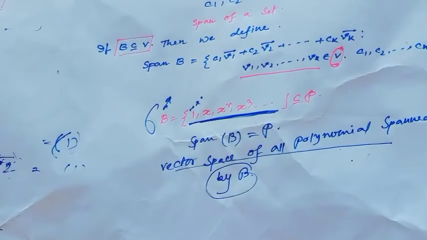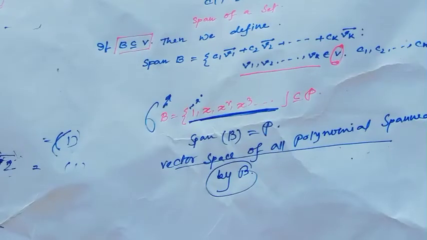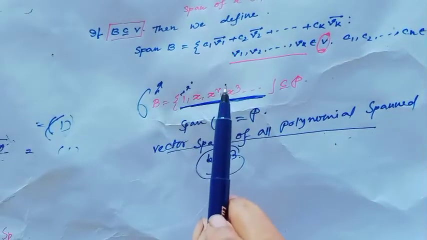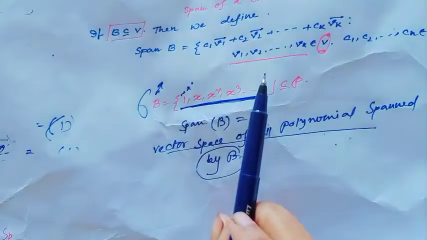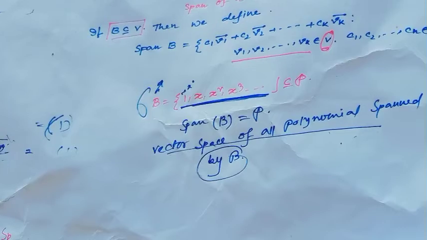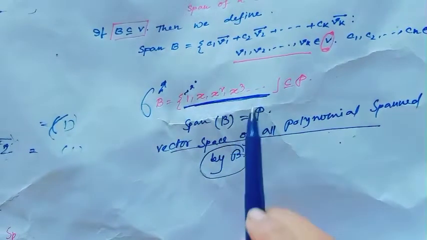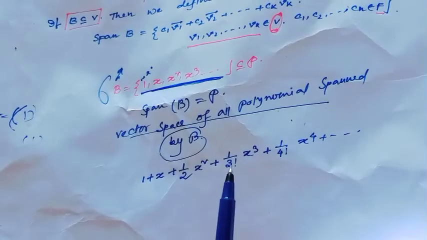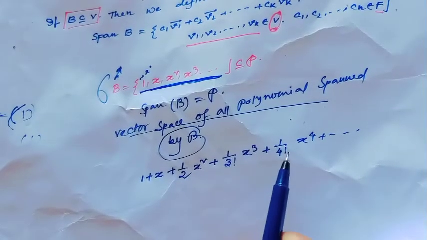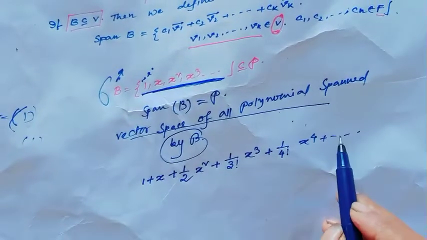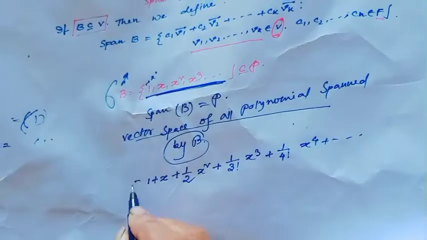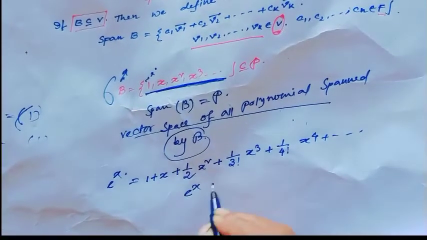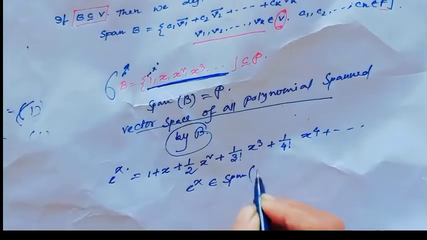Have you understood the concept? Actually today I will discuss some questions, but if you don't know this concept clearly, then you will not understand the questions in a better way. So I am telling you again. But if we take 1 plus x plus half x square plus 1 over 3 factorial x cube plus 1 over 4 factorial x to the power 4, and this keeps going on, this is actually the function e to the power x. My question is, does e to the power x belong to the span of the set B?